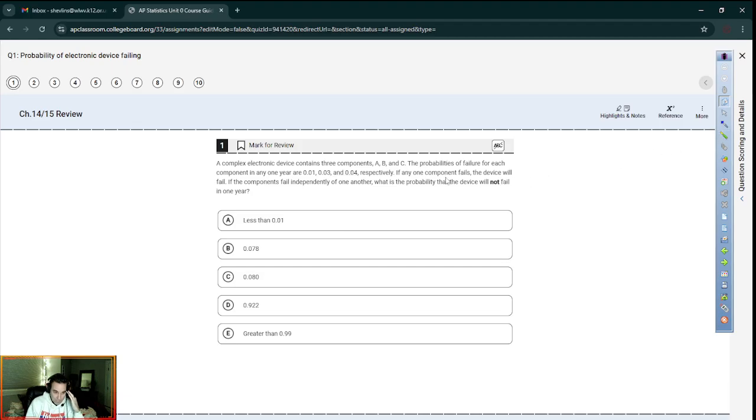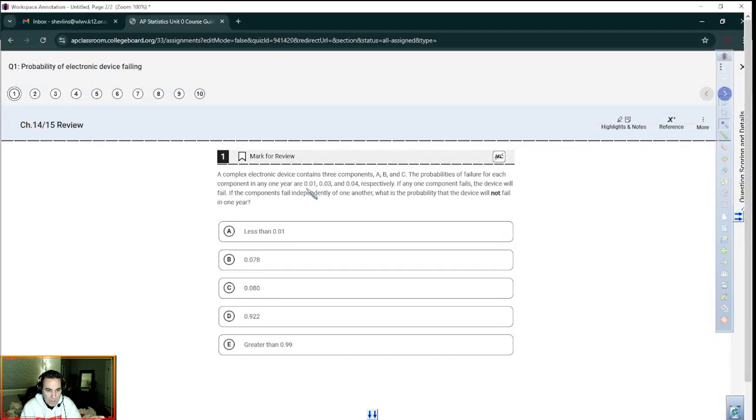Okay, first one here. Let's read through it. A complex electronic device contains three components, A, B, and C. The probabilities of failure for each component in any one year are 0.01, 0.03, and 0.04. That's the probability that they will fail that year. If any one component fails, the device will fail. So we need all of the components to work the whole year or this device fails.